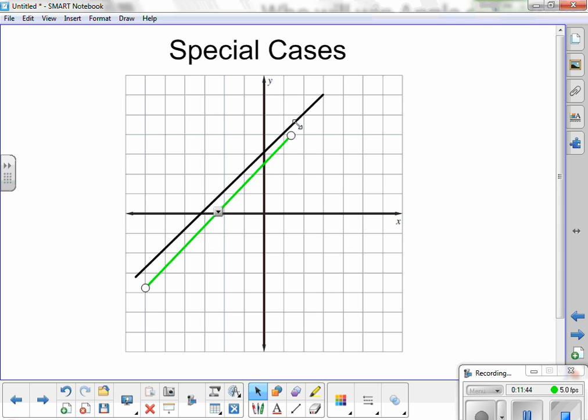Another special case that might happen here is if you actually have two equations that look different, but they end up being the same equation. They're actually equivalent equations. That means one's right on top of the other. Now, if you think about this situation, that means that the green line and the black line are on top of each other, meaning every single point that's on one is on the other one. What we call that in math is that it has an infinite amount of solutions, or infinitely many solutions, because every single point is a solution because it works on both.